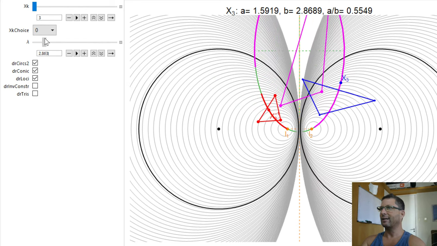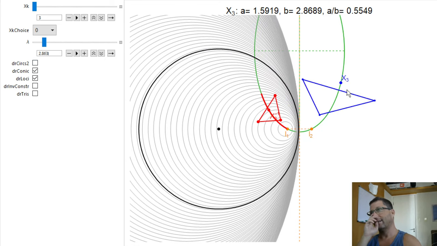Right, we're getting this elliptic locus. Let's turn off the right side here so we can see the elliptic locus, or the elliptic arc, that is swept on this side by X3. And one of the endpoints of this arc is L1 over here. The other endpoint is going to be the reflection of X3.